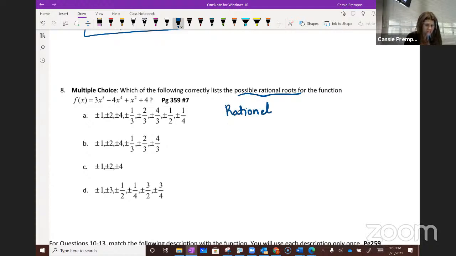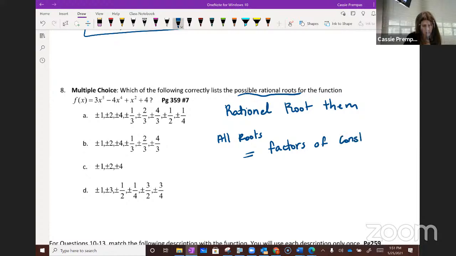It's something to do with like the factors. Yes, all the roots is equal to the factors of the constant divided by factors of the leading coefficient.